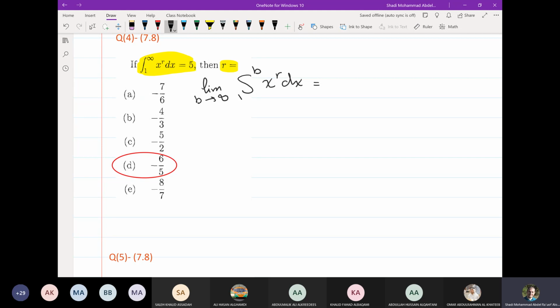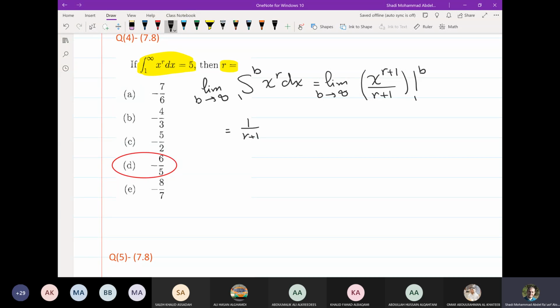Okay, how to integrate this one? We have the answer, of course, so we have to solve for r now. The integral will be x to the power r plus 1 over r plus 1. And you need to substitute the lower and the upper bound, 1 to b. You can take 1 over r plus 1 outside.